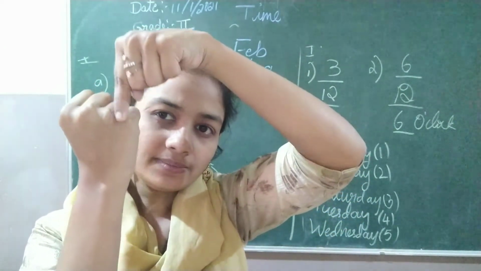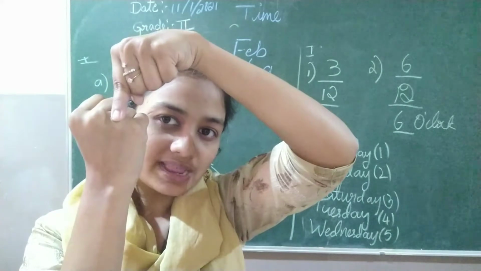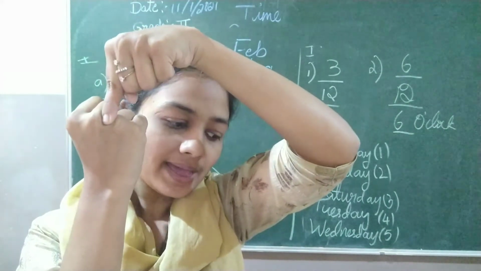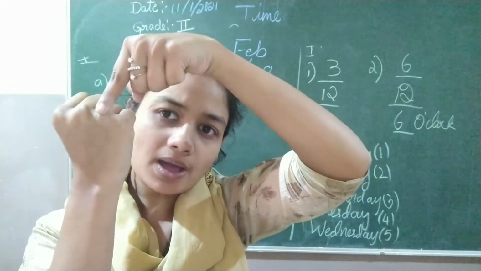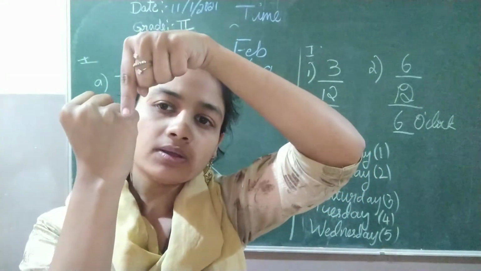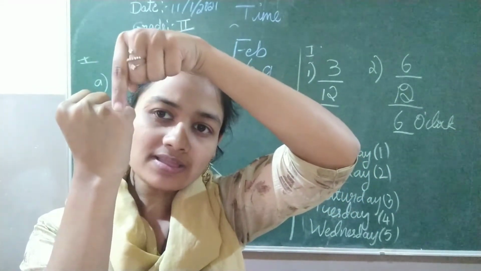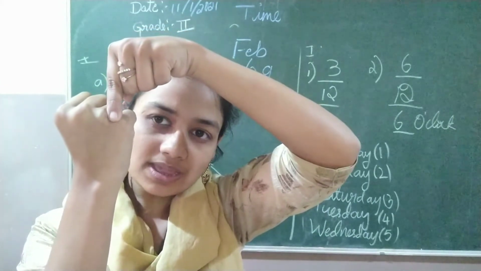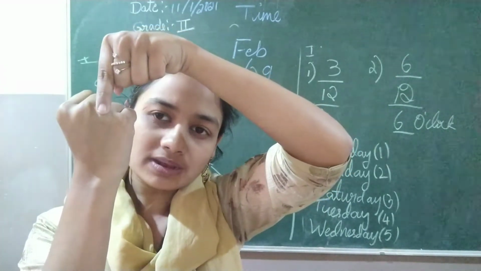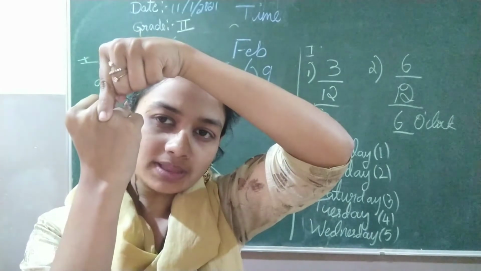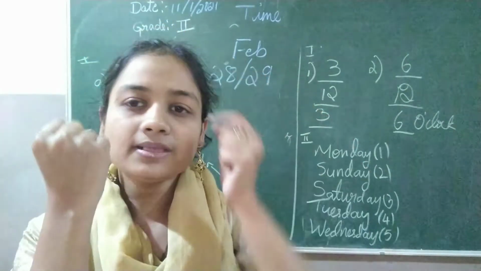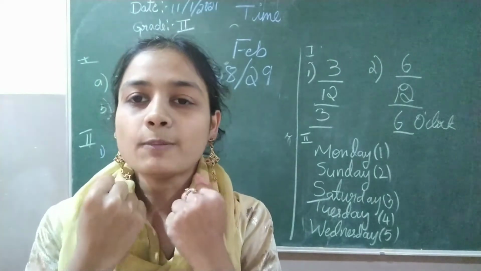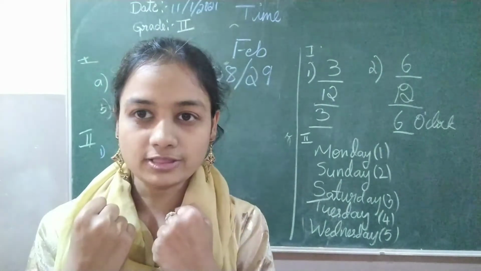August, September, October, November, December. So August 31. September 30. October 31. November 30. December 31. This is how you remember the number of days in each month.